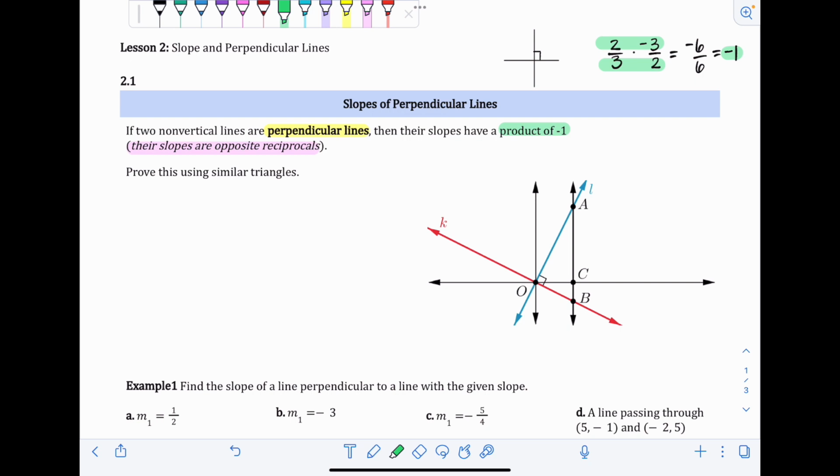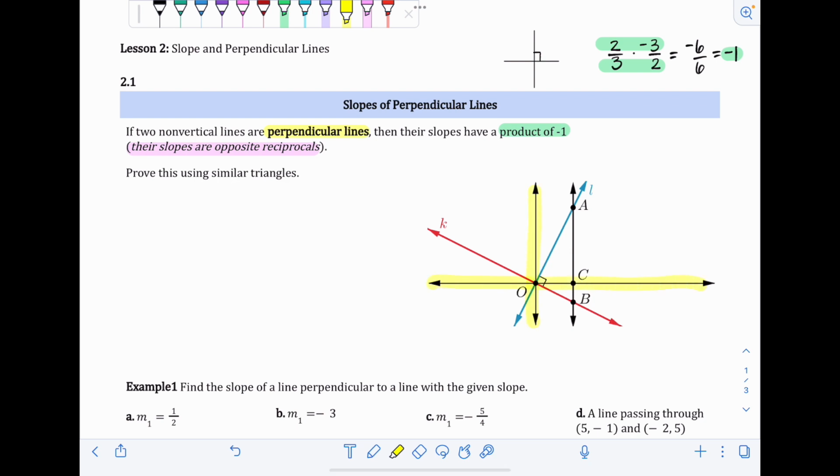Okay, so we're going to prove this using similar triangles, prove that perpendicular lines have slopes that are opposite reciprocals. In this graphic, we have two pairs of perpendicular lines. There is the vertical and the horizontal line that are perpendicular, and then there's also line K and line L. Between those two, you can see that little right angle box showing that they're perpendicular as well.